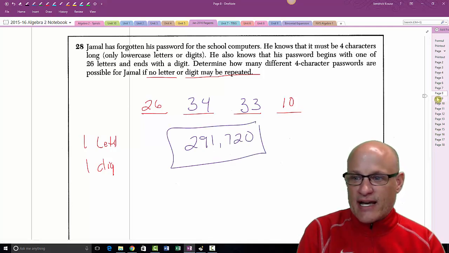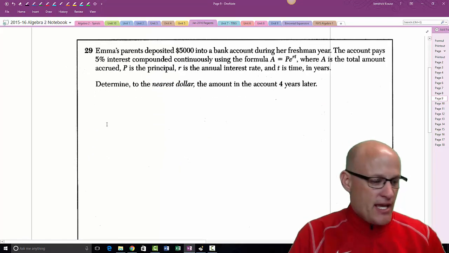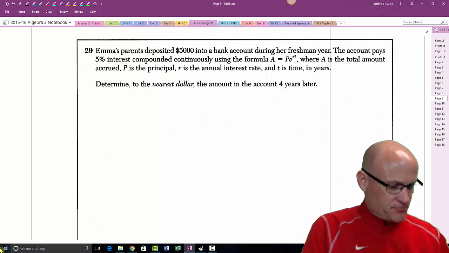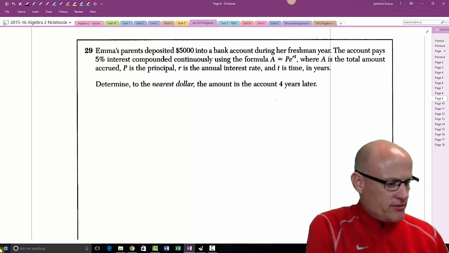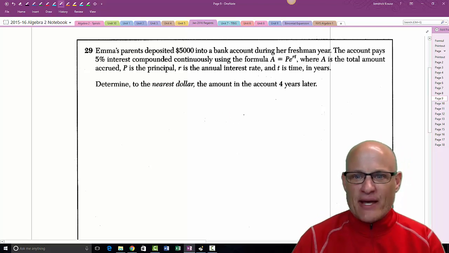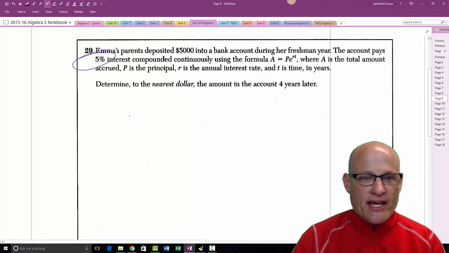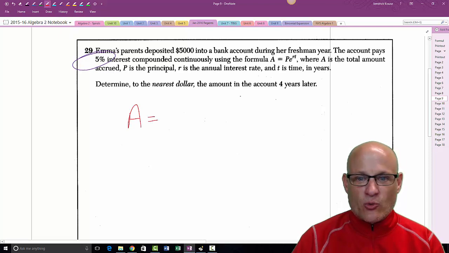Let's go to question 9. Again, I'm going quick. Let's see how you did. Emma deposited $5,000 in the bank. She's using this formula where A is the amount, P is the principal, and the rate is 5%. Don't forget, that's the tricky part. We want the amount after 4 years, and time is in years. So this is going to be an easy one. 5,000. There's only one tricky part of this one.